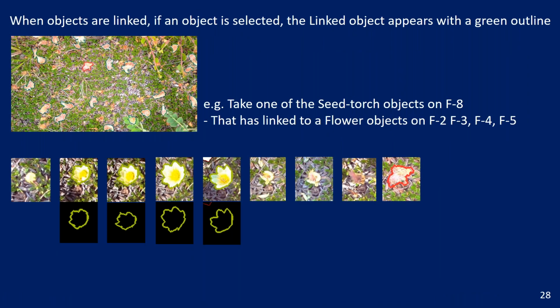When objects are linked, and if an object is selected, then linked objects appear with a green outline. So for instance, take one of the seed torch objects on frame number 8. That has linked to flower objects on frames 2, 3, 4, and 5. So maybe I should have written 1, 2, 3, 4, 5. You can see the frames where it's found an object linked to. I may have some mistake on that there.